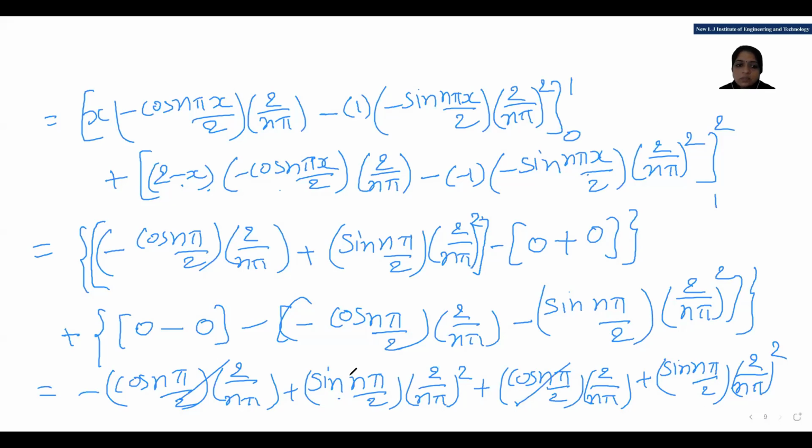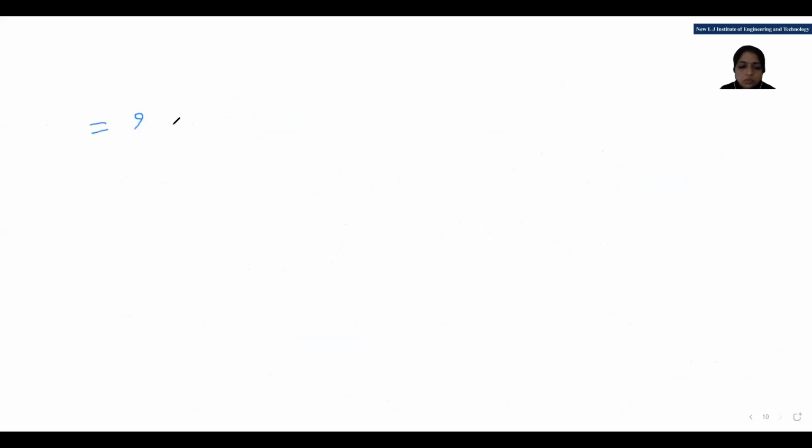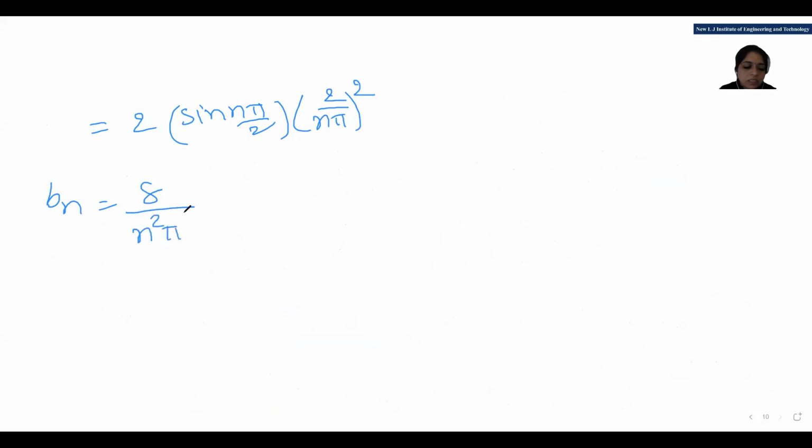So 2 times sine n pi by 2 into 2 upon n pi whole square, right? 2 times. So here 2 square, that is 4. So 4 2s are 8. So final Bn is equal to 8 upon n square pi square sine n pi by 2. So this is the value of Bn.